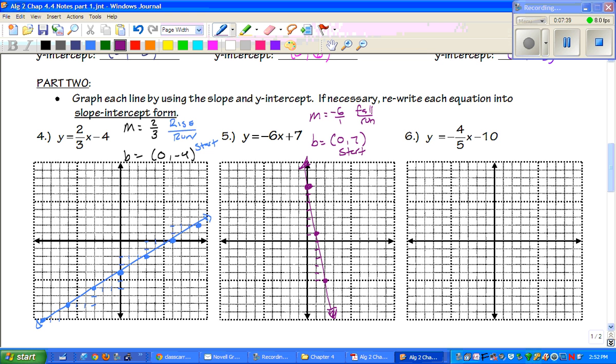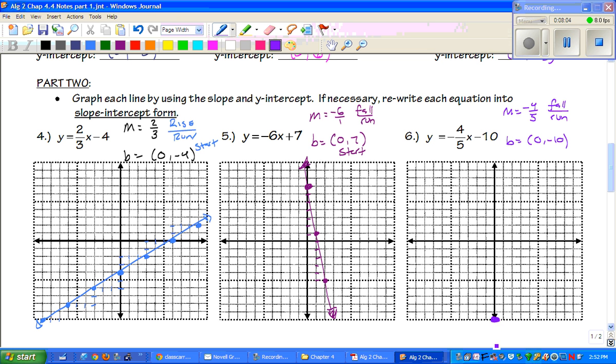So then just draw your line, make sure you're adding the arrows. Okay? All right. For number 6, our slope is -4 over 5, which is fall over run. And where we start is 0, -10. So we're down all the way there.